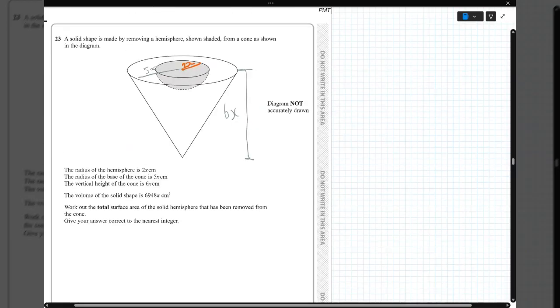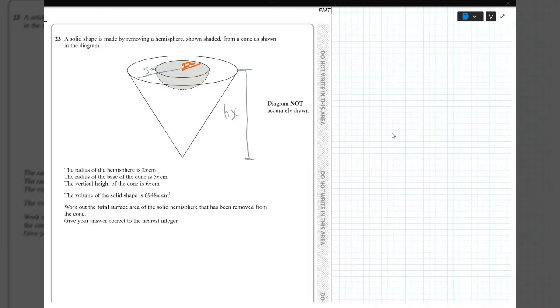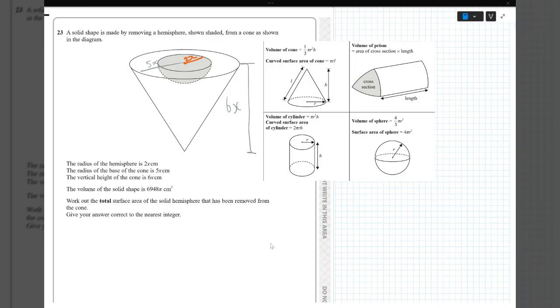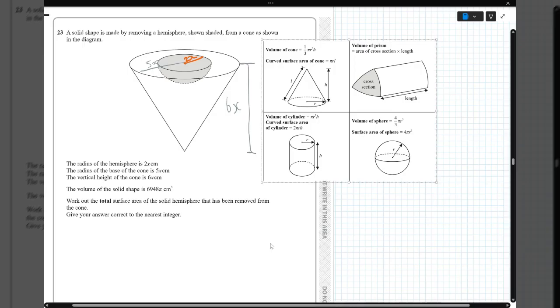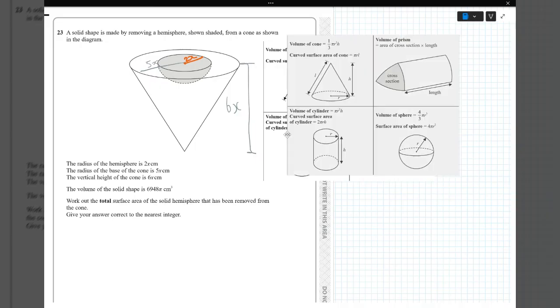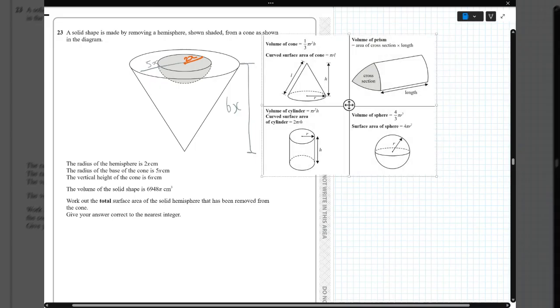Okay, so I'm going to just pause the video because I'm going to pull from the front of the paper the formulas and then snip them down below. Okay, got a bit lazy. I just snipped the whole thing rather than doing 2 snips. But we don't need this one. Oh my god, I'm supposed to be drawing over the top of that. There we are. Don't need that one. Don't need the volume of the prism.